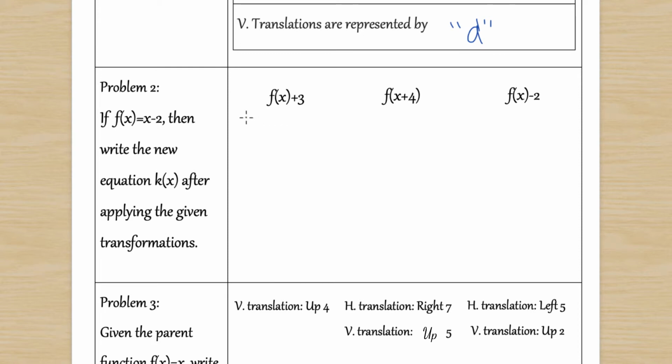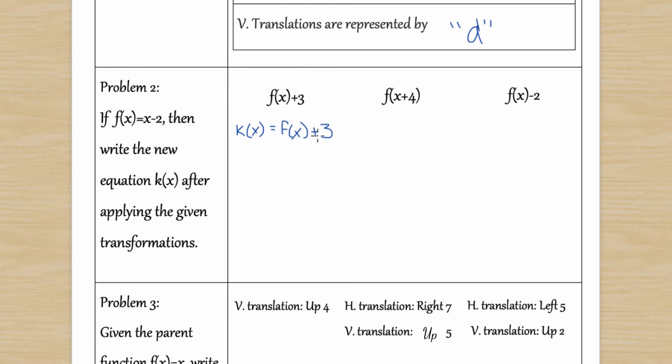For our first one, it says f of x plus 3. If we look here, we can tell that this is a vertical translation because the plus 3 is outside of the parentheses next to the x. And since it says plus 3, we know that it is moving the entire function up 3 units. The way we're going to write a new equation is we're going to set k of x equal to what they have given us, or f of x plus 3.